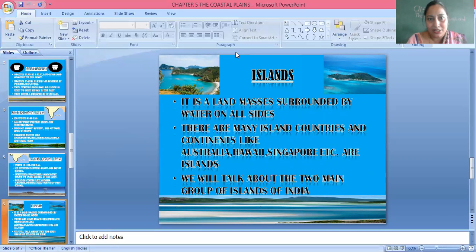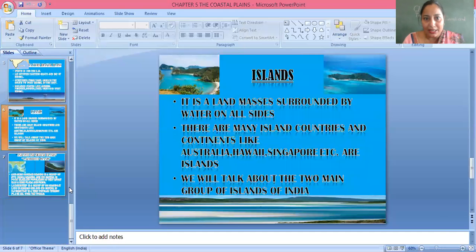Now islands. See, islands look like this. An island is a land mass surrounded by water on all sides. There are many islands, countries and continents like Australia, Hawaii, Singapore, etc., that are islands. We will talk here about the two main groups of islands of India: Andaman and Nicobar and Lakshadweep Islands.